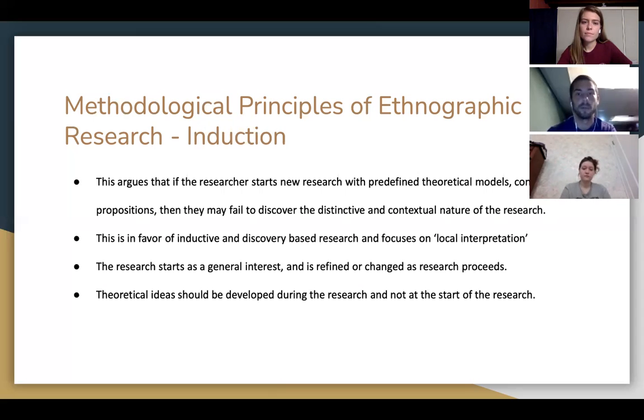This third principle was induction. This argues that if the researcher starts new research with predefined theoretical models, concepts, or propositions, then they may fail to discover the distinctive and contextual nature of the research. This is in favor of inductive and discovery-based research and focuses on local interpretation. So research starts as a general interest and is refined or changed as research proceeds. Theoretical ideas should be developed during the research. So don't have a theoretical idea as you go in.